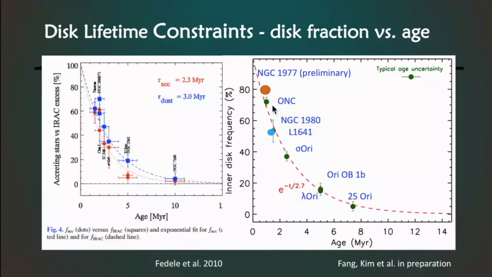Well, depending on the model, it could be 1 or 2. I would stick to the younger age that everybody was using here. So it's about 1 million years. Here on the upper right-hand side, I see the age uncertainty.